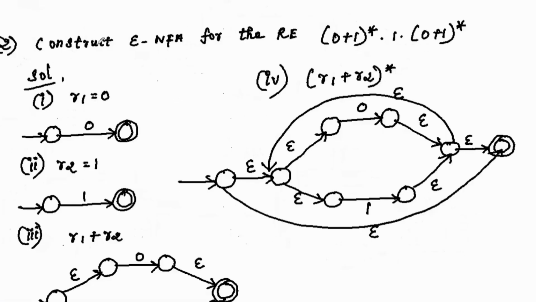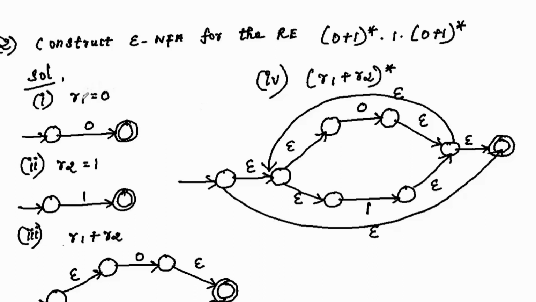Next problem, construct epsilon NFA for the regular expression 0 plus 1 raised to the power star, 1, 0 plus 1 raised to the power star. In this regular expression, we have two inputs, 0 and 1. We need to draw the separate transition diagram for the inputs 0 and 1. In this second problem, I tell you the concepts.